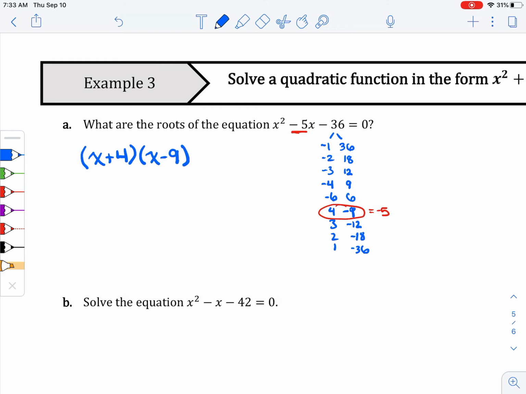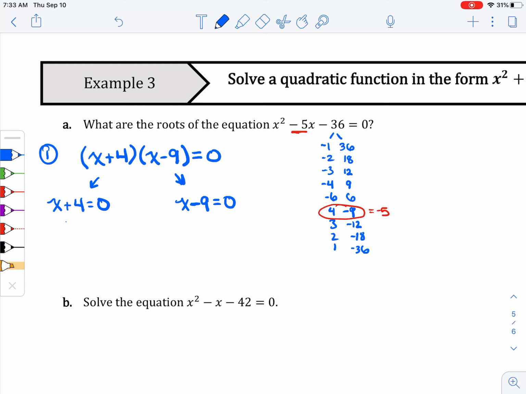But now here's the new step. This was kind of my first step. The new step is, notice this is equal to 0, and then I want to split this. I want to say, okay, well then x + 4 = 0, and x - 9 = 0.